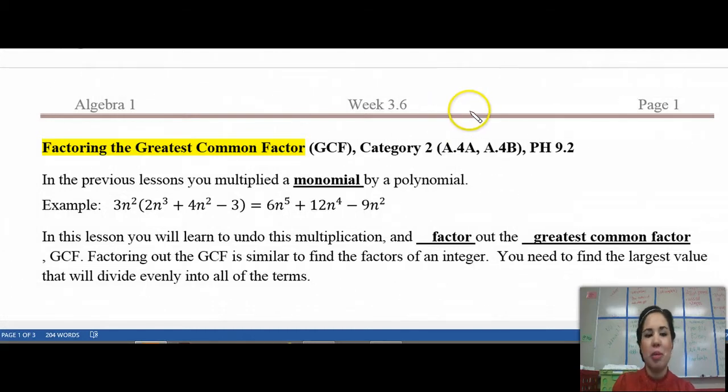Hi guys, in this video we're going to be looking at how do we find the greatest common factor. So before, in the last video, we looked at when I have a monomial that's being multiplied by a polynomial, you distribute. But let's say we wanted to go backwards.